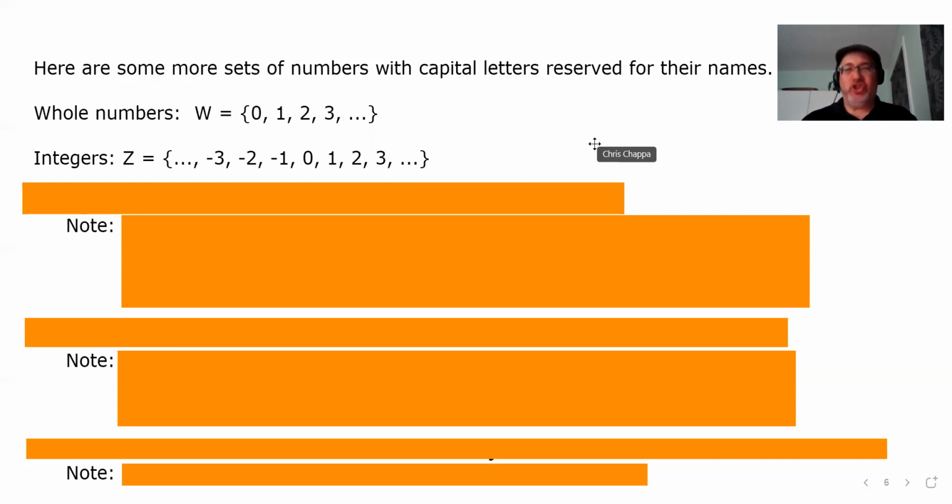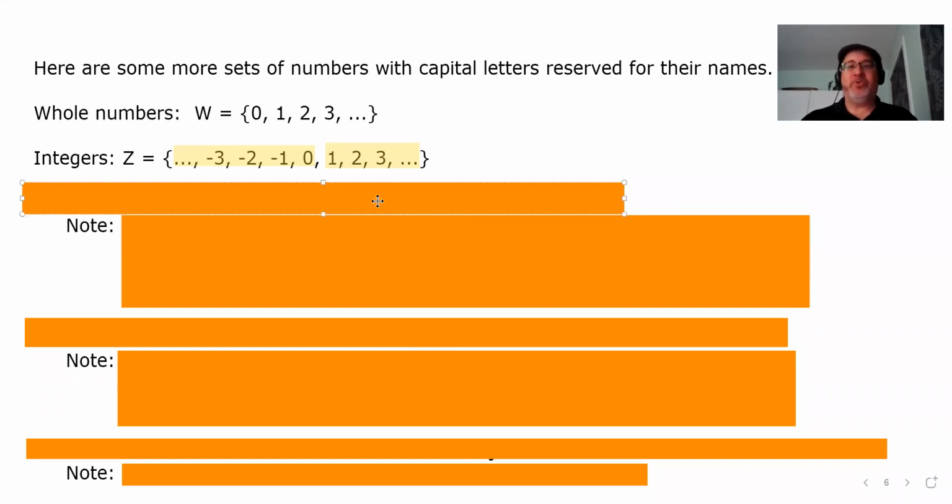The set of integers is represented with a capital Z. It's for the German word for integers. And it picks up the negative numbers. Now, the negative numbers do go forever to the left: 0, negative 1, negative 2, negative 3. And as a consequence, this set actually starts with ellipses and ends with them as well. Notice the integers contains all the whole numbers, and then we just throw in the negatives.